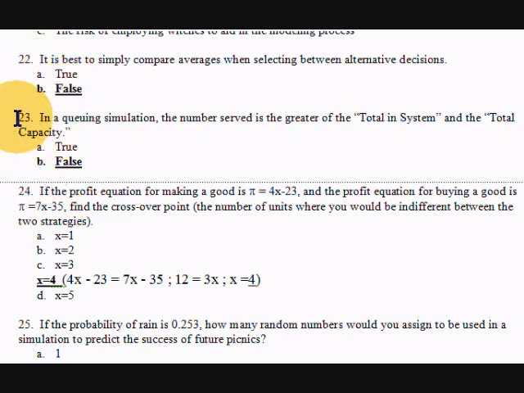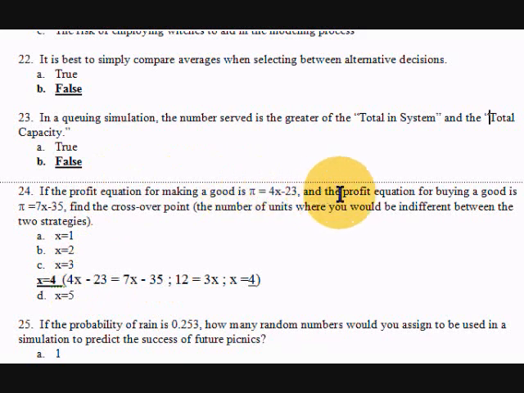And number 23, in a queuing simulation, the number served is the greater of the total in the system and the total capacity. Does that make sense? No, you can't really do that. The number served is going to be the lesser of those, because your capacity is how many people you can serve. So the most you can serve in any given period in a simulation is the total capacity. And then what's left over to add to the queue next time is the difference between those.